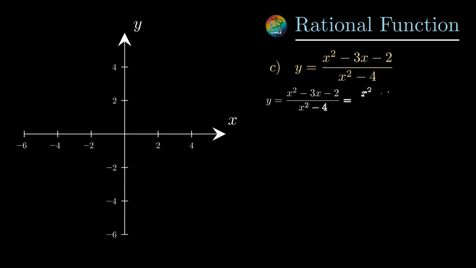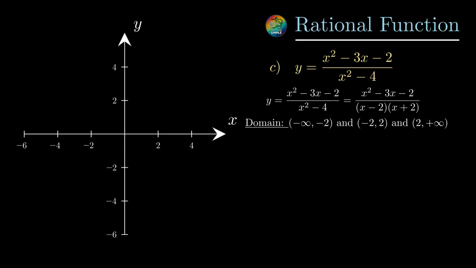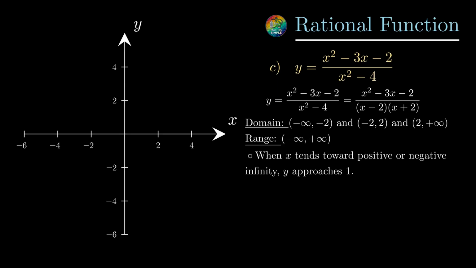Alright, let's break down the next exercise. y equals x squared minus 3x minus 2 divided by x squared minus 4. First, looking at the denominator, splitting it into x minus 2 times x plus 2 makes it incredibly easy to identify our vertical asymptotes. Since we can't divide by 0, x cannot be negative 2 or 2. That gives us a domain broken into 3 intervals, and our vertical asymptotes sit right at x equals negative 2 and x equals 2.